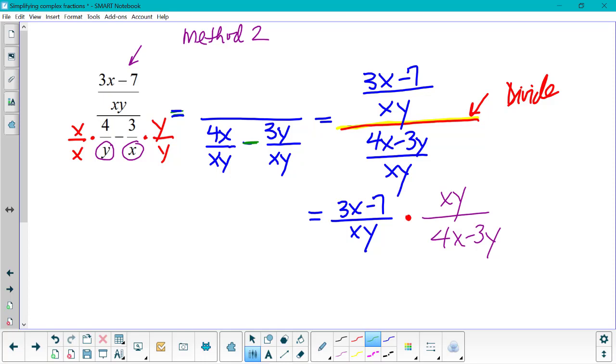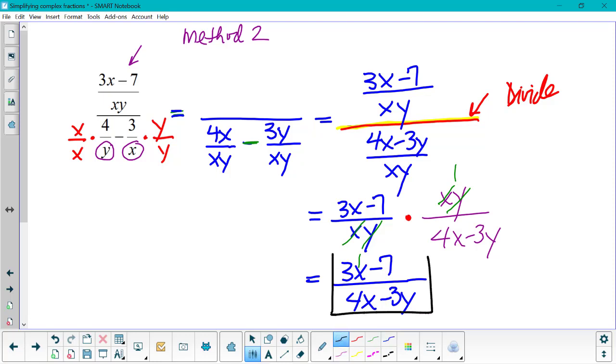Okay, and now we're multiplying rational expressions. Multiplying fractions, get rid of common factors. So I can see my x's will divide out, my y's will divide out. And then I can't simplify going the other direction, so I multiply across the top, which leaves me 3x minus 7 in the numerator and 4x minus 3y in the denominator. And there is my simplified rational expression.